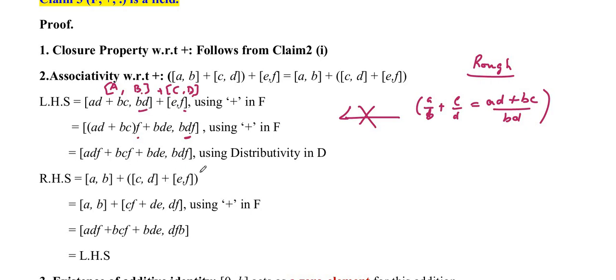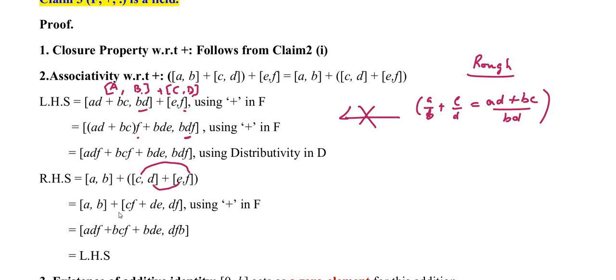BDF you have as such. Now using distributivity in D, you have ADF plus BCF plus this one retained, BDF as it is written. Now we simplify RHS. RHS is this one as retained as such, and this one, this with this, C with F. So AD plus BC, so CF plus DA, comma this one as such, DF we have.